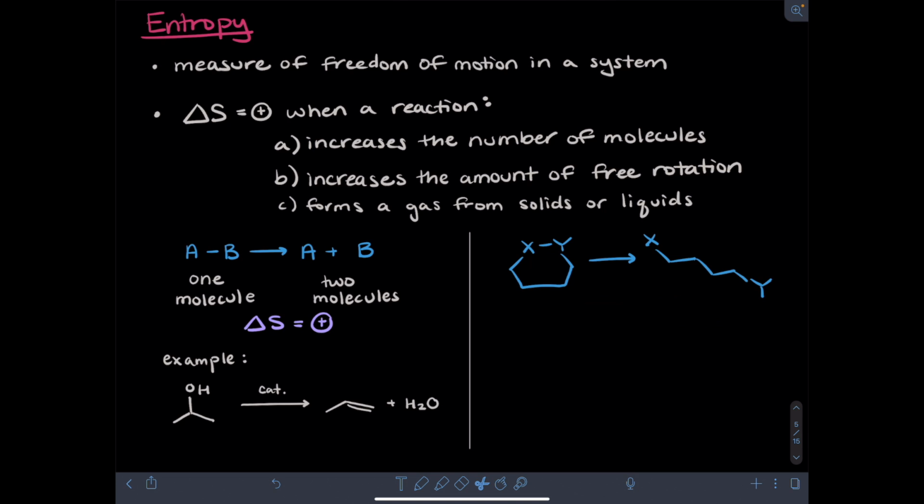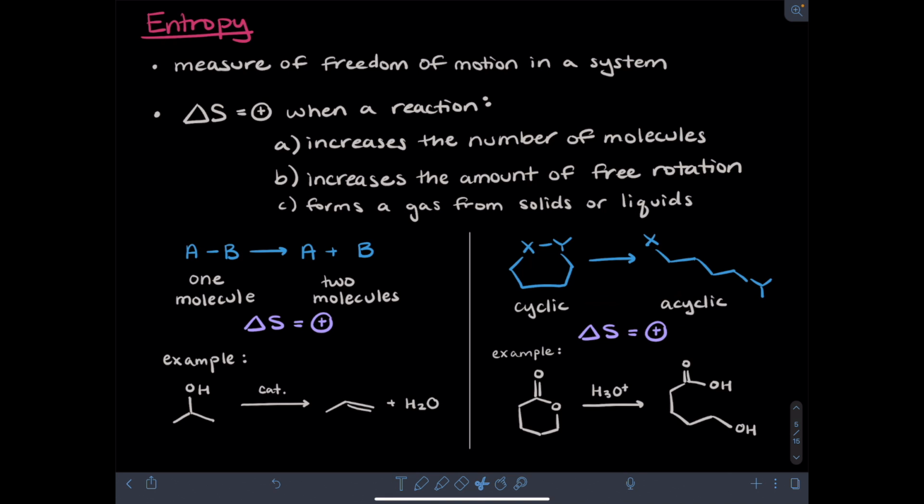Another common scenario for a change in entropy is if you have a ring starting out, and then that ring breaks during the chemical reaction. We would call the starting material containing the ring cyclic, and the product that has lost that ring acyclic. Acyclic molecules have more rotations about their bonds that are possible compared to cyclic ones. So for this reaction, we would predict delta S would be positive.